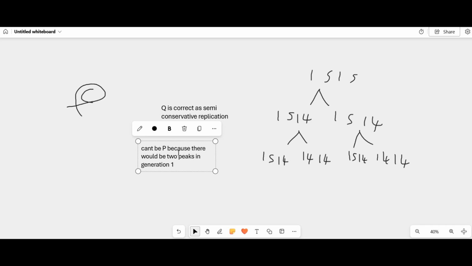And if you look at R, it can't be R because there are many peaks in generation 3. Generation 3 has a lot going on. It's got one with a line, one with an X, one with another line. That means in generation 2 and generation 3 it's going to be more than just 2 peaks. So just write that down as well. So it can't be R.